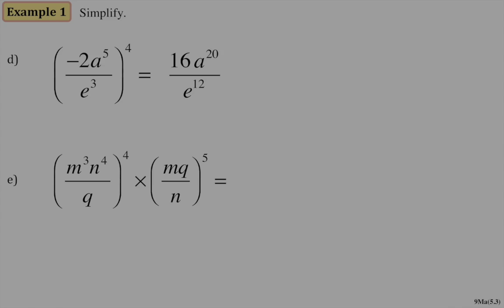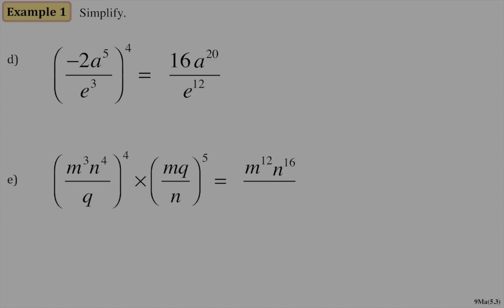Part E. We've got two separate brackets, so we're going to do it in two parts, and then we'll worry about what happens after we've done each bracket individually. Everything in the first bracket is to the power of 4, so let's deal with the m. M cubed to the power of 4. 3 times 4 is 12. Let's deal with the n. N to the power of 4 to the power of 4. 4 fours are 16. And on the bottom, q.